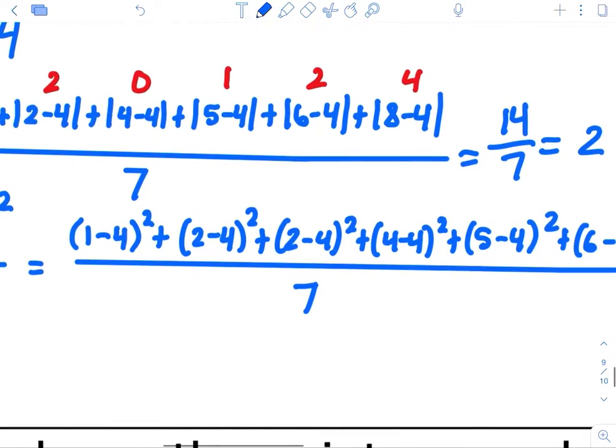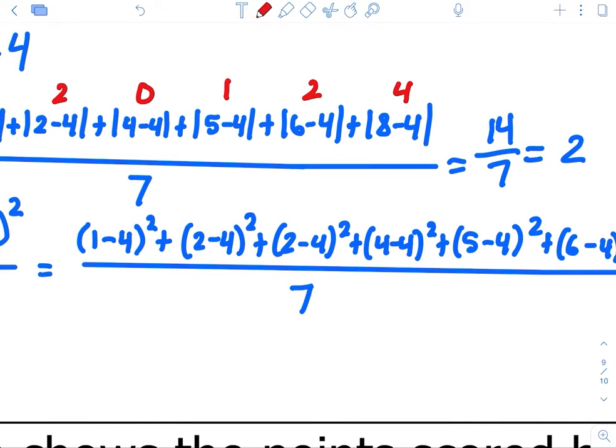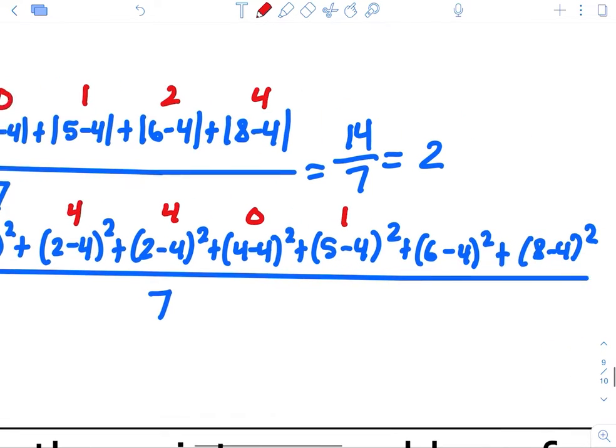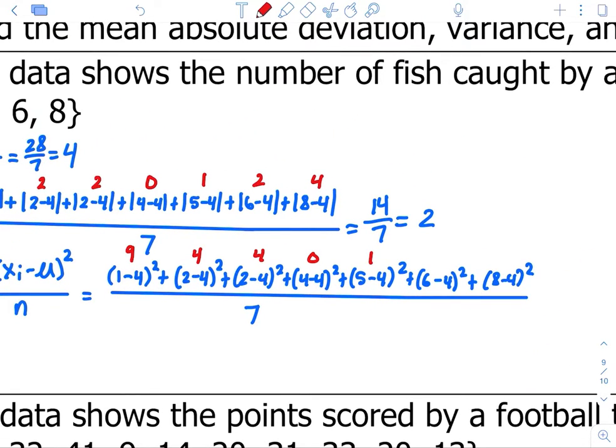All right, so we're going to simplify this. So 1 minus 4, that's negative 3, right? So negative 3 to the second is just going to be 9. 2 minus 4, that's negative 2. Negative 2 to the second power, that's going to be 4. 2 minus 4, negative 2, raised to the second power, 4. 4 minus 4, 0, 0 squared, 0. 5 minus 4, 1, 1 to the second, 1. 6 minus 4, 2, 2 to the second, 4. And 8 minus 4, 4, 4 to the second, 16.